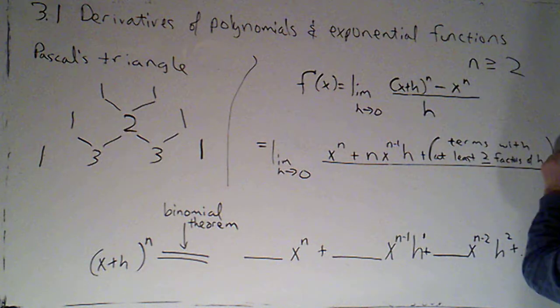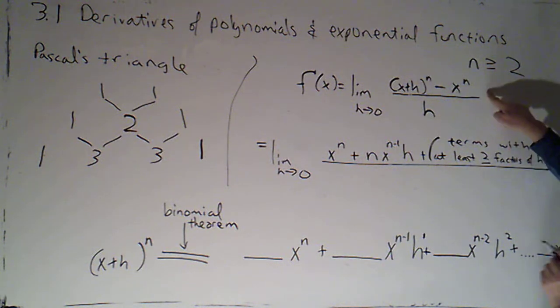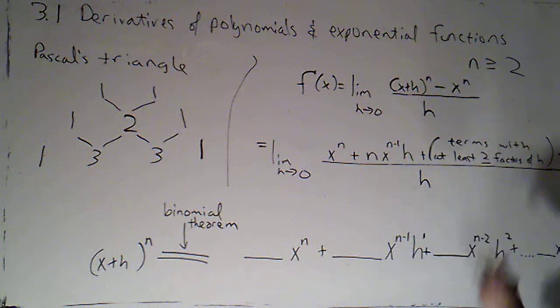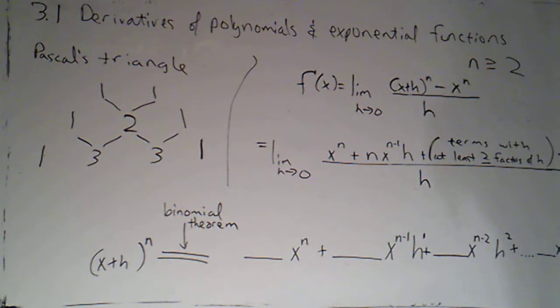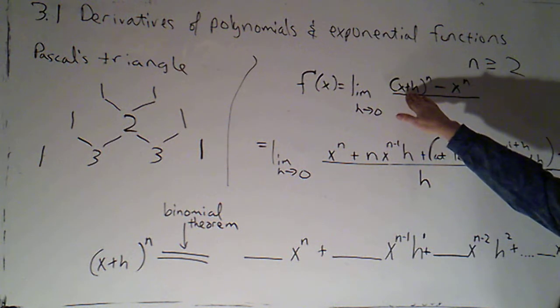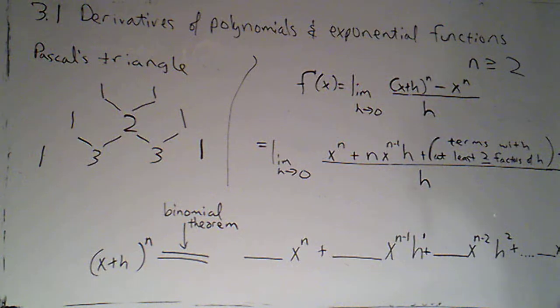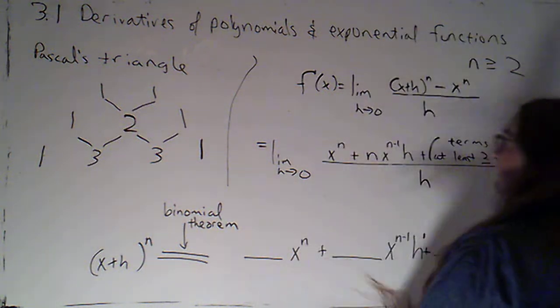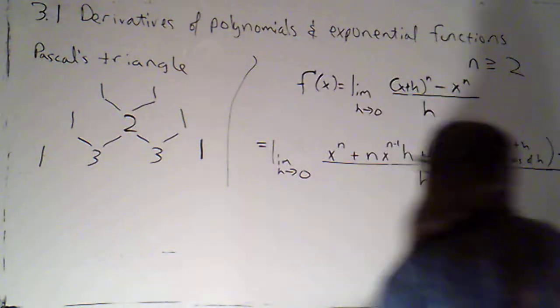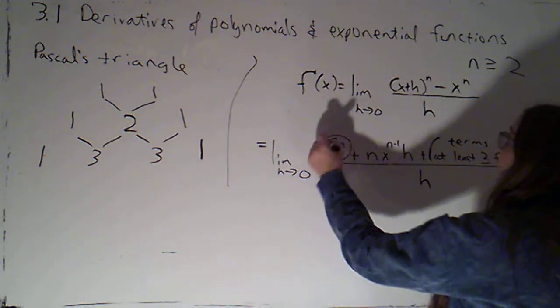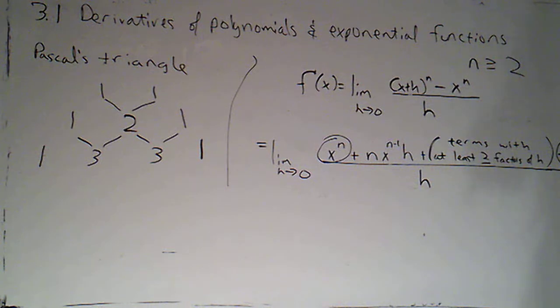Now don't forget, we've still got to subtract x to the n and then divide by h. So what we've done here is we've used the binomial theorem to just expand that power, x plus h to the nth. Okay, this is looking good. Because now the only term that doesn't have an h in it is x to the n and minus x to the n, and that's going to cancel.